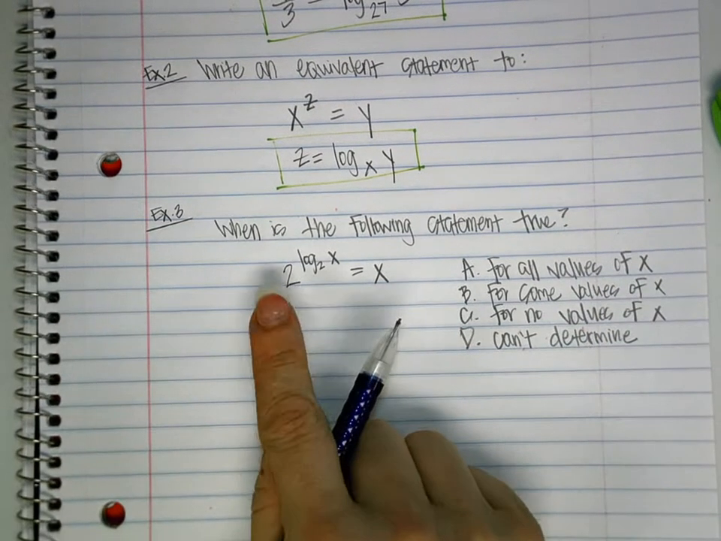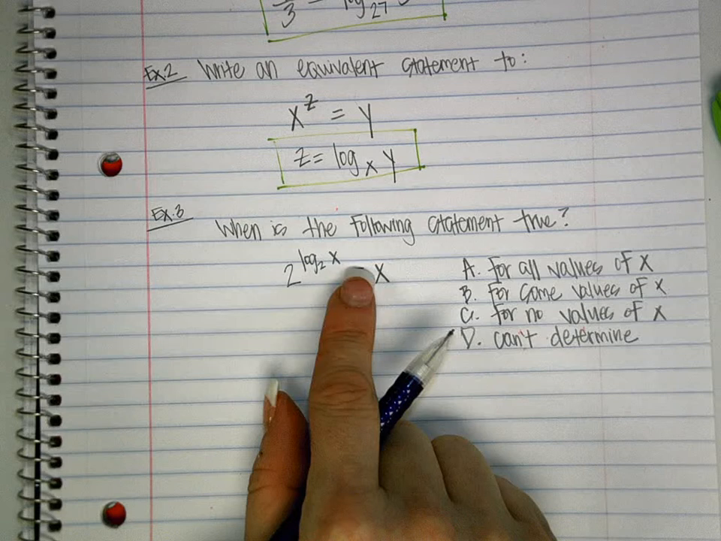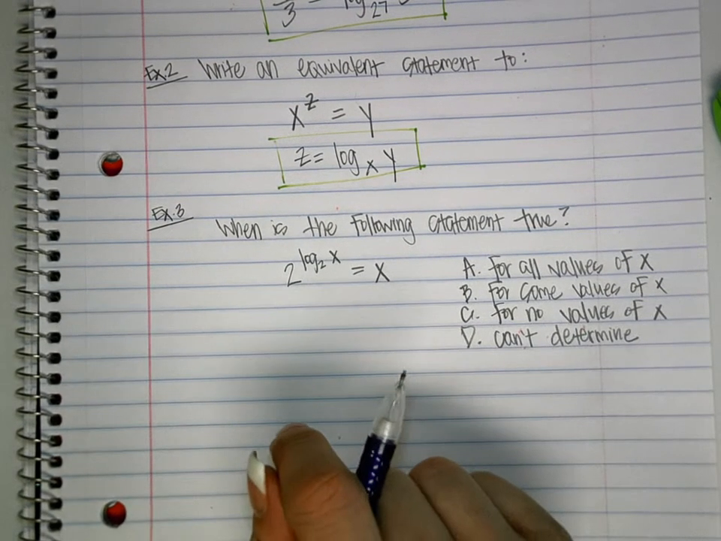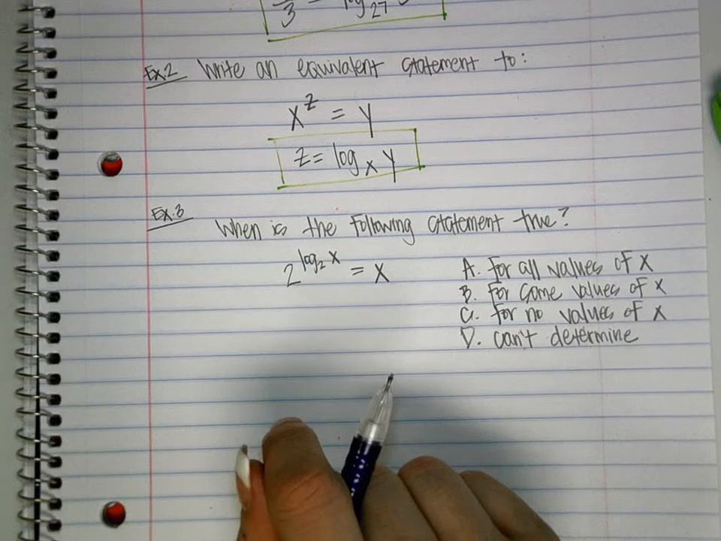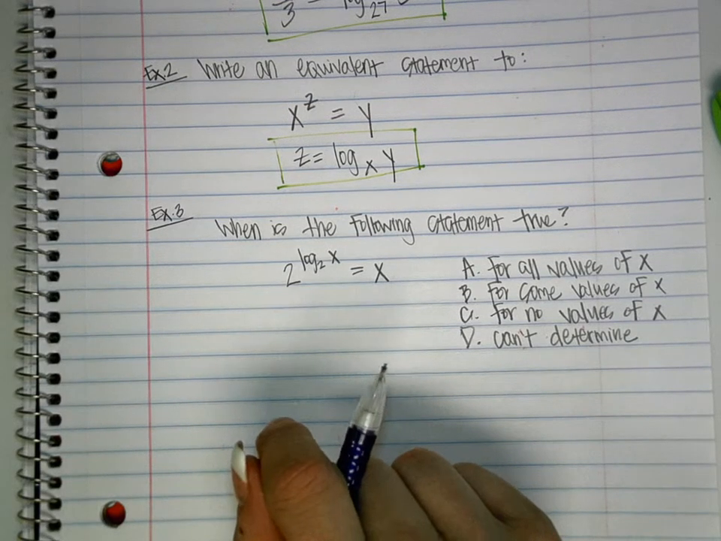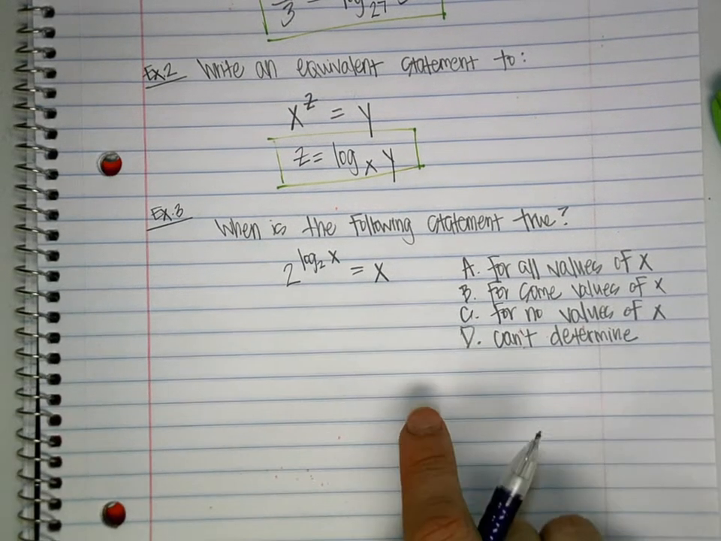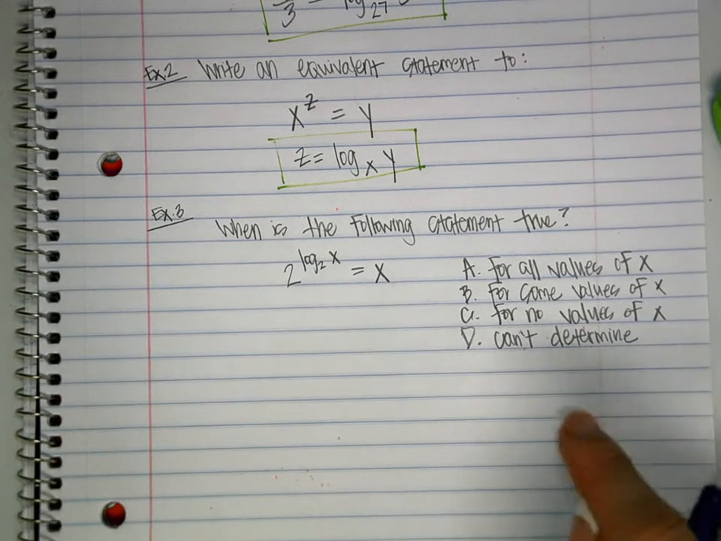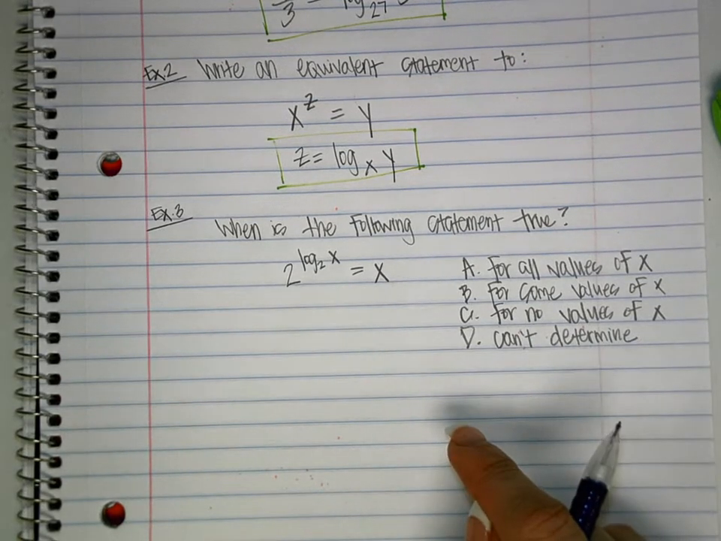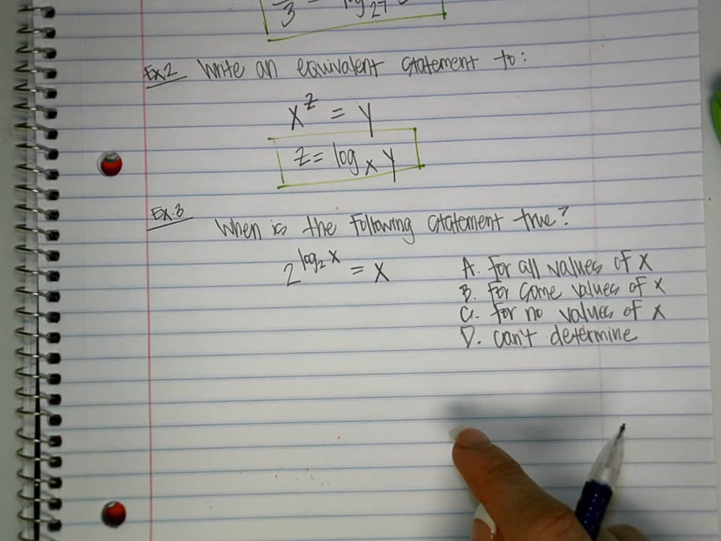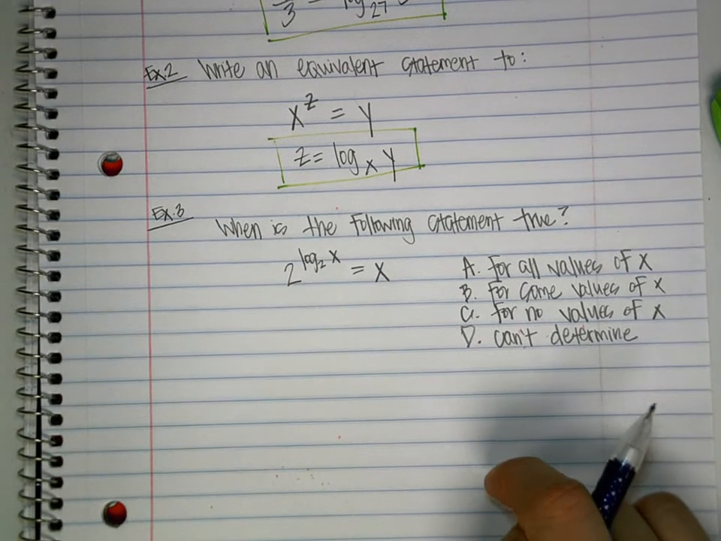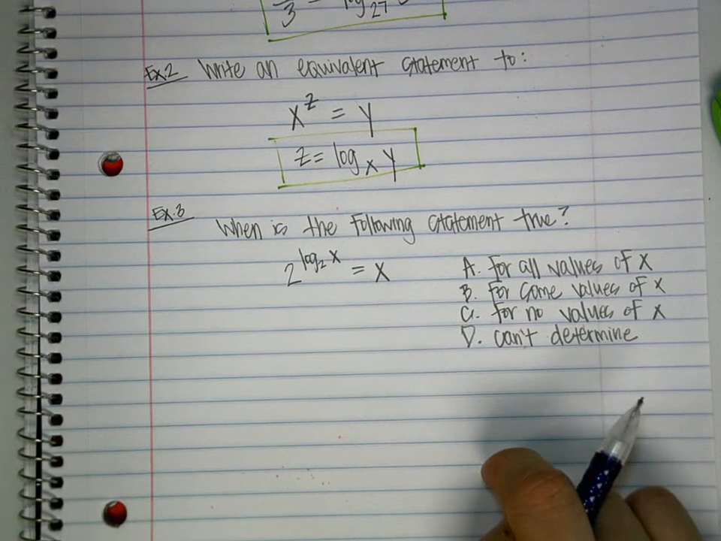So when is it true that 2 to the exponent of log base 2 of x is equal to x? Is that always true? Is it sometimes true? Or is it never true? Okay, we're going to raise our hands and let's see. Who thinks it's A, for all values of x? Okay, a couple of you. How about B? Who thinks this is true for some values of x? Couple. How many think it's for no values of x? How about D, can't determine?